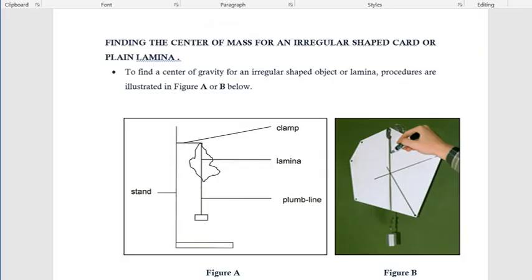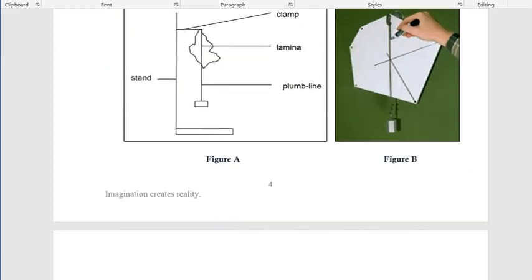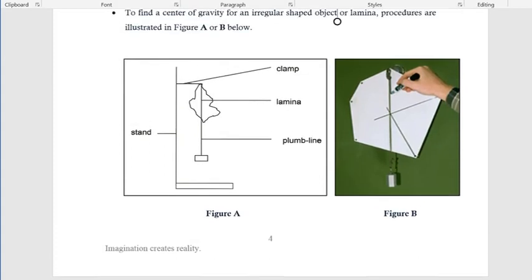Okay, so if we are looking at that, what you have to do is put 3 holes on whatever irregularly shaped object that you're going to have. And you're going to just hang that lamina. We call it lamina. This is physics, yes? You just hang that irregularly shaped object on your retort stand. That's a stand. You just hang it there, and then you place a plumb line.